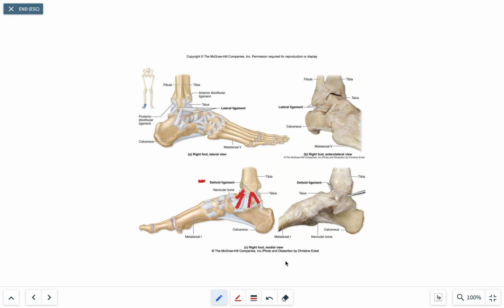And if you do hurt these, you tend to end up breaking off the medial malleolus. And so most of the time with injuries to the deltoid ligament, we're going to see some type of breaking either in the calcaneus, or we're going to see a breaking that occurs in the tibia.